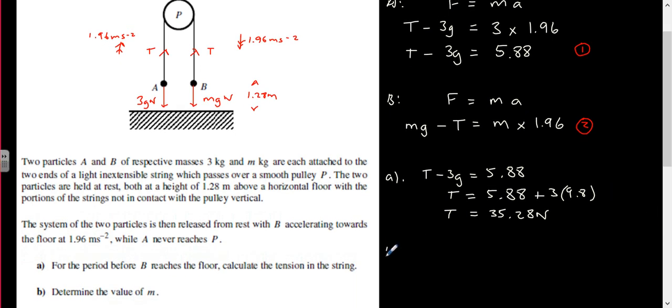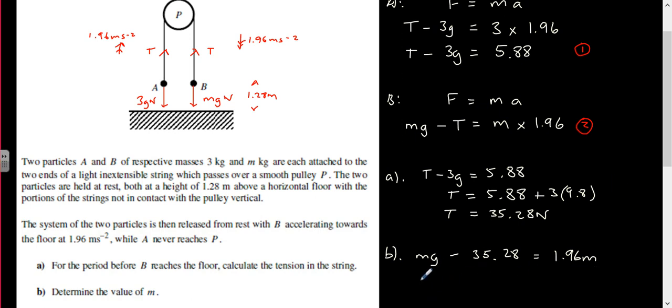For part B, I'm being asked to calculate the value of M. So to calculate the value of M, I have a second equation of motion where the unknowns are M and T. But since I've worked out T, and remember the tension is the same for particle B as it is for particle A, I could just substitute in. So I can say mg minus the 35.28. That's this equation here, equation 2, equals 1.96 times m. And then I can just rearrange and solve.